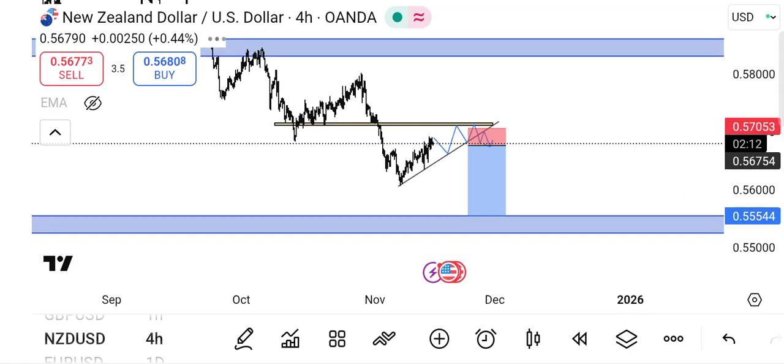So these are the 3 pairs that are looking ripe, that are looking really sweet. So do not sleep, do not just fold your hands. These are very nice setups.